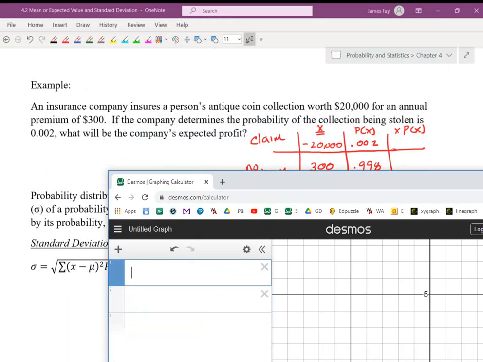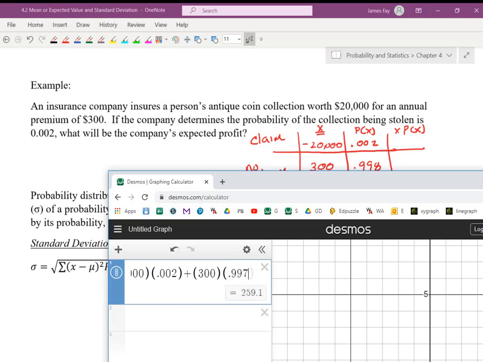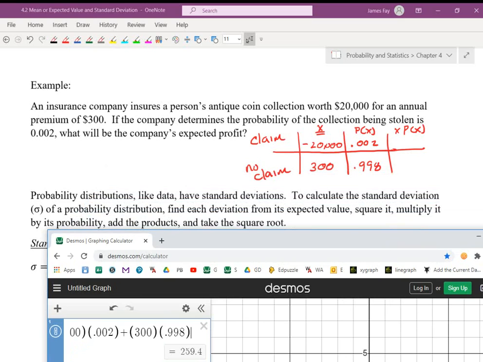A lot of times when I create my charts, I don't fill them in completely because I'm going to grab Desmos to do it for me anyways, but I know I'm going to take negative 20,000 times 0.002 and then add to that 300 times 0.998. Okay, and we get 259.4. So the expected value is 259.4.